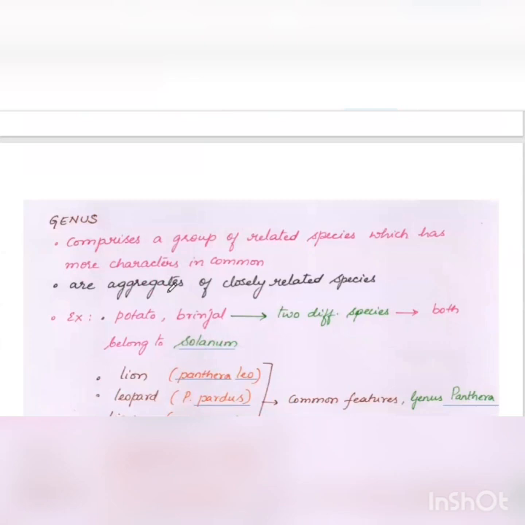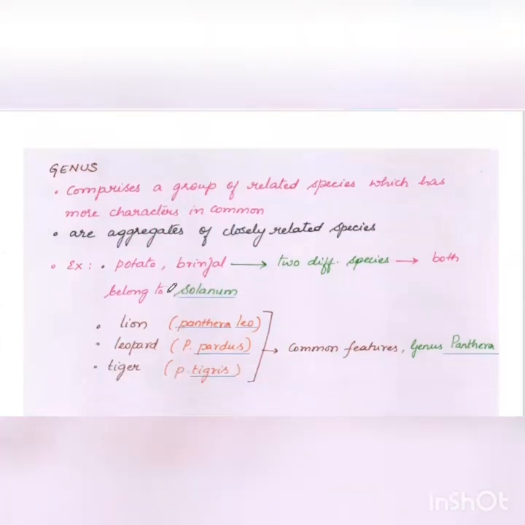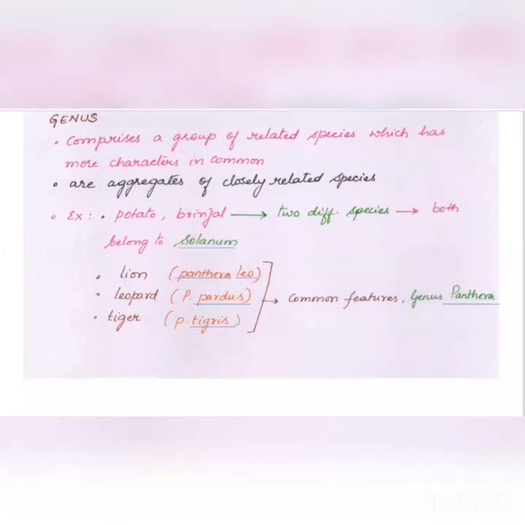And next, coming to genus. Genus comprises a group of related species which has more than one character. So you might get a question like, a group of species comprises of what? It's nothing but genus. A group of species makes up a genus. They are the aggregates of closely related species. As I already told you, the closely related species make up a genus.